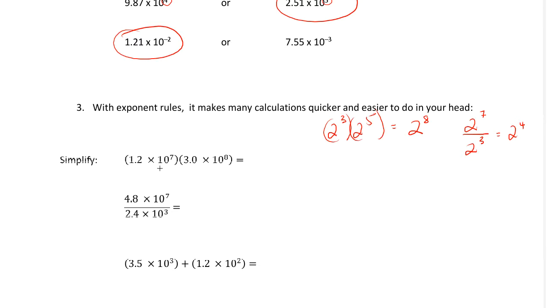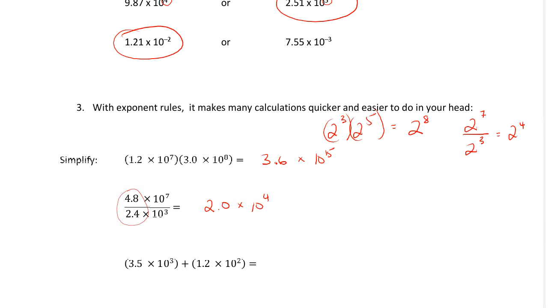Now, when you multiply things, some of which have exponents and are the same base and some of which aren't, you can just multiply the first parts and then multiply the second parts together, by which I mean I multiply 1.2 times 3.0 and get 3.6. And then I multiply 10 to the 7 times 10 to the 8 and get 10 to the 7 plus 8, which is 10 to the 15. Similarly, when I divide, I can divide the non-power part first. So I can divide that part. 4.8 divided by 2.4 is 2.0. And now I divide this using my exponent rules. 10 to the 7 minus 3 is 10 to the 4.